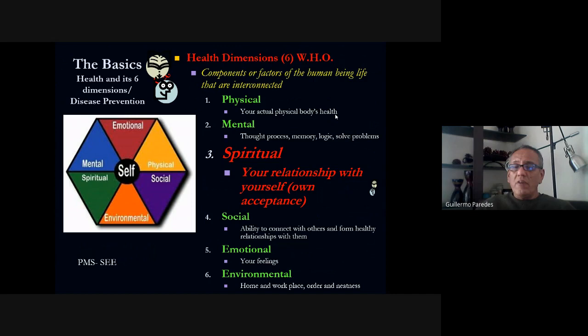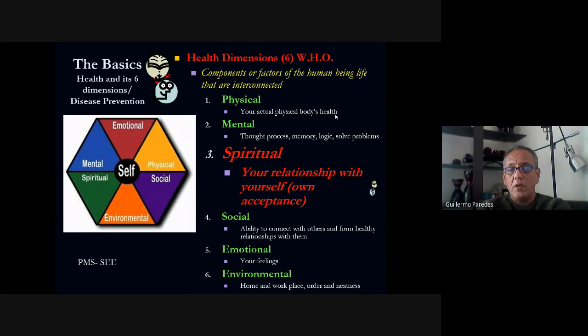We also have emotional and social: the ability to connect with others and form healthy relationships with them. What does it mean? Humans, by nature, are social individuals. We socialize. We cannot live alone; we always live in a society, among people. We cannot be isolated. When you are isolated, your health is affected. For example, if you have some isolation, you probably suffer from depression, for whatever reason.